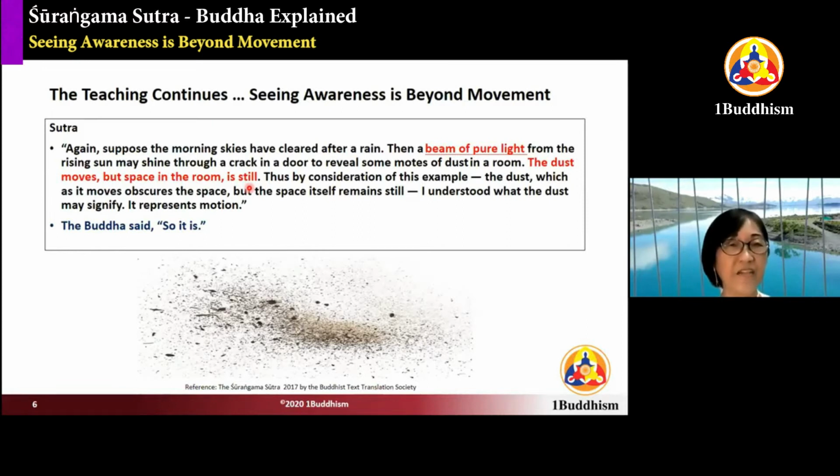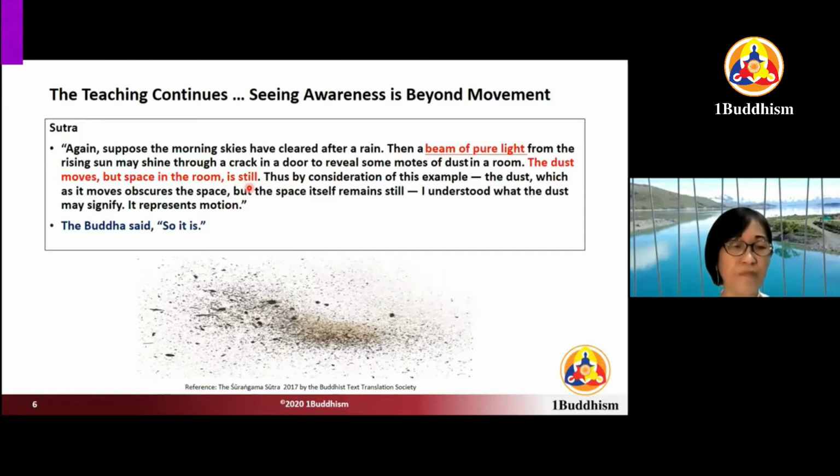Ajanata then realized or understood that the space in the room is the true mind. It's like the true mind, which is not movable, whereas the illusory mind is like the dust that bounces up and down. So the true mind, let me repeat that, the true mind or seeing awareness does not move. The illusory mind does. Now what about the beam of pure light?